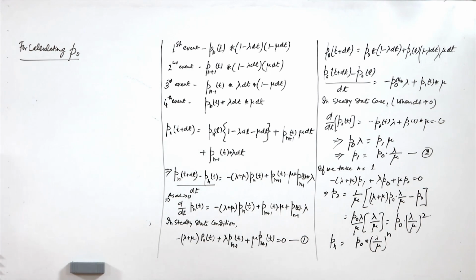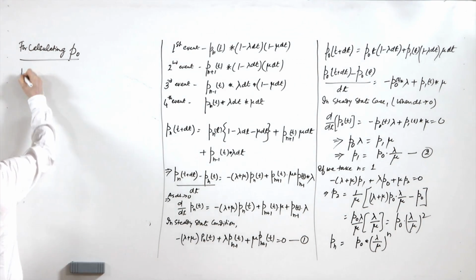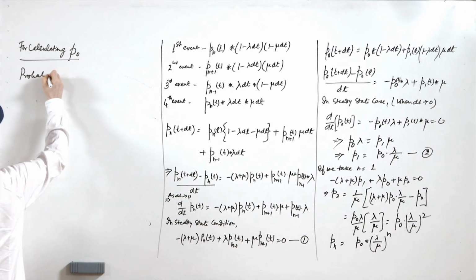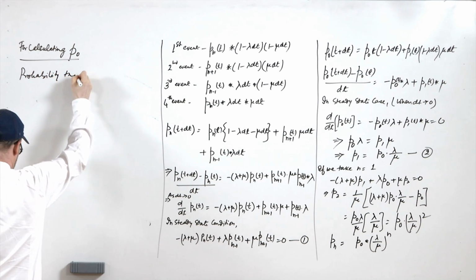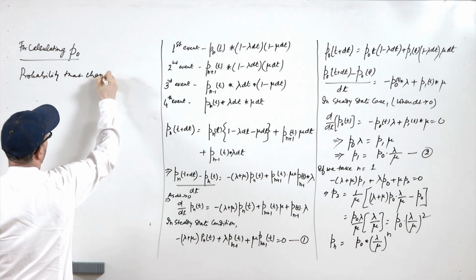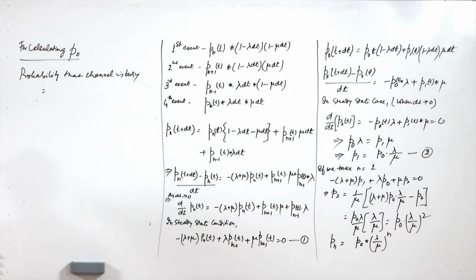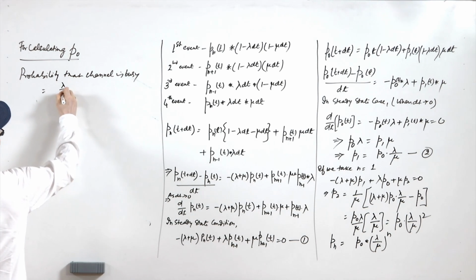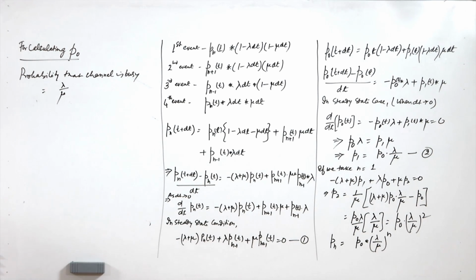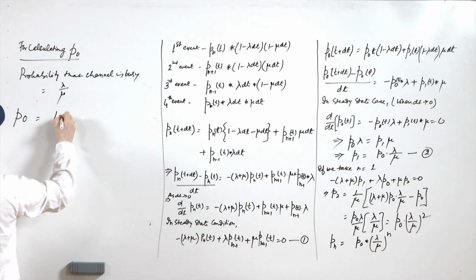Now, what is there? In that case, the probability that the channel is busy is the ratio of the arrival rate to service rate. So, it will be lambda by mu. So, the probability that the server is not busy, that is idle, or you have 0 customer in the system, that will be, so P 0 will be 1 minus lambda by mu.